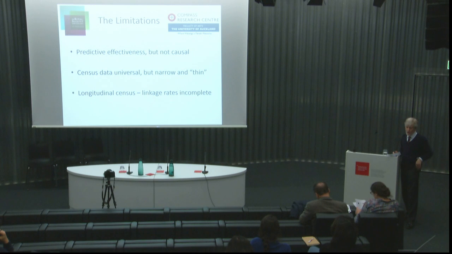So we had 75% linkage rates between contiguous censuses, but once you try to get somebody all the way through from 81 to 2006, it was down to about 30%. So we stuck with the linkage rates of 75%.